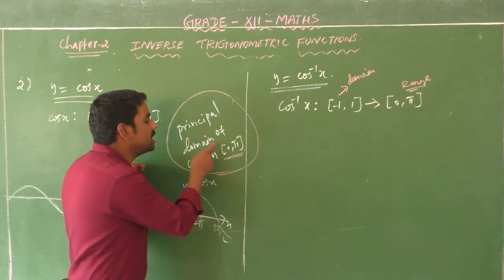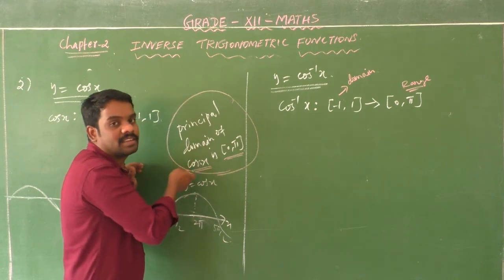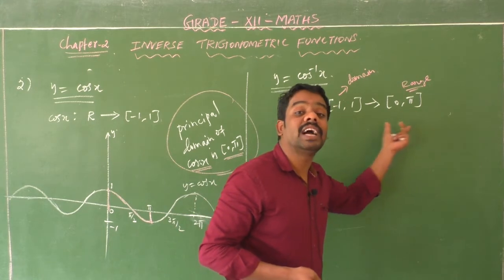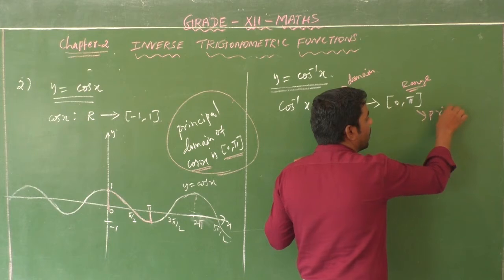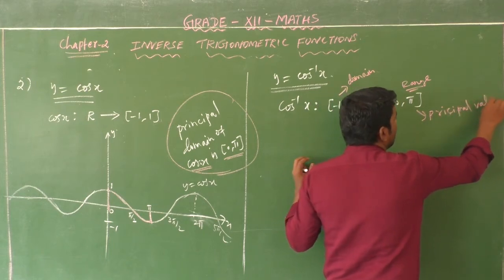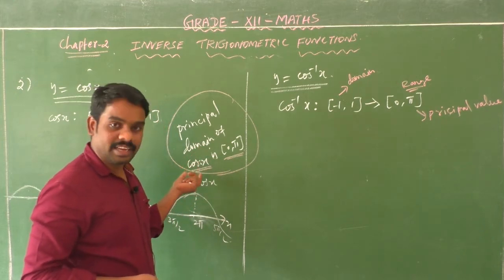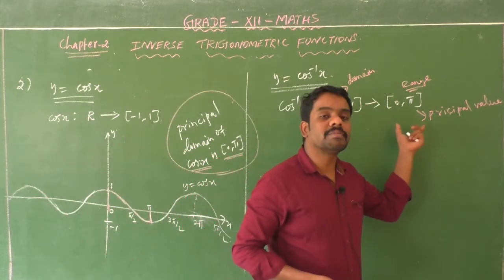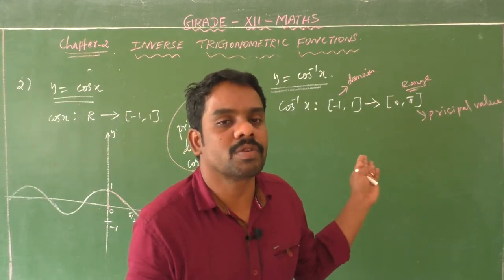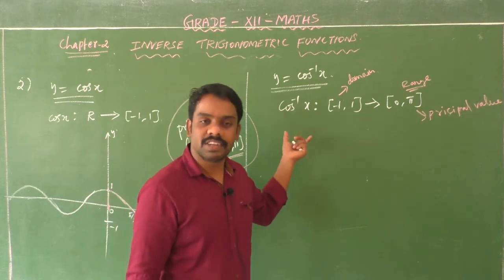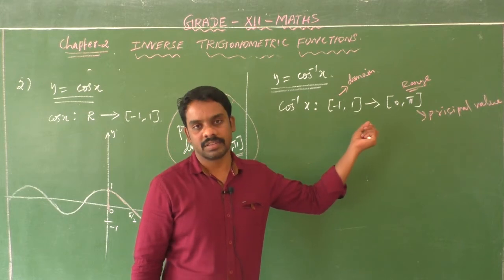Here 0 comma pi is the principal domain of cos x. But 0 comma pi is the principal value of cos inverse x. Principal value, that is, the range. Listen, 0 comma pi is the principal domain of the cos x function, but 0 comma pi is the principal value of the cos inverse function. That is, the closed interval 0 comma pi is the range of the function cos inverse x. Here the domain is the closed interval of minus 1 comma plus 1.